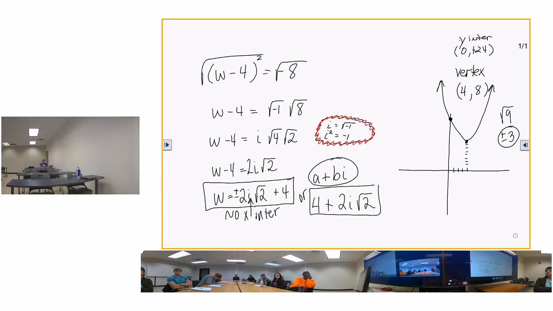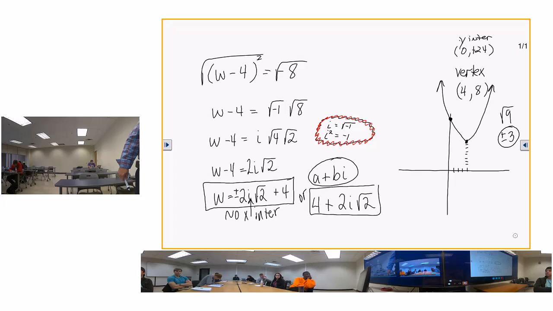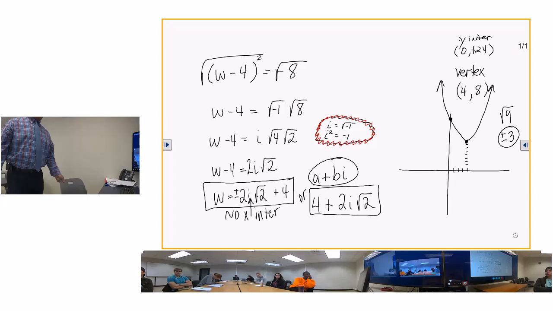Hopefully, it's starting to flow. Once you do completing the square about 10 times, once you do 5 or 10 problems, you either remember it or you've gotten better at it, one of the two.